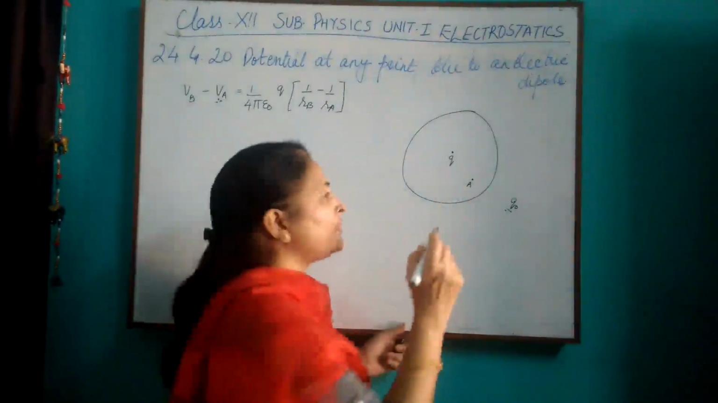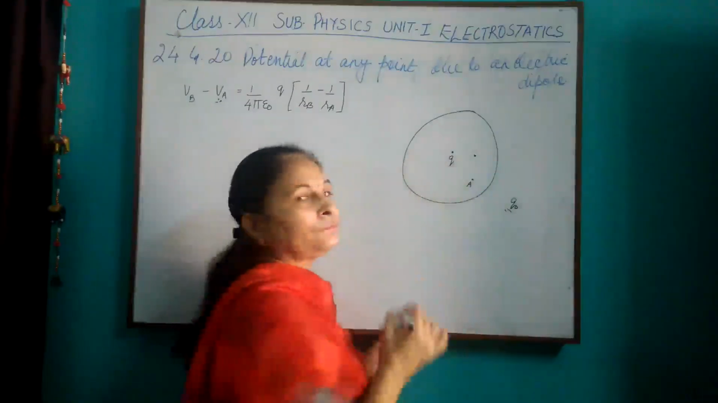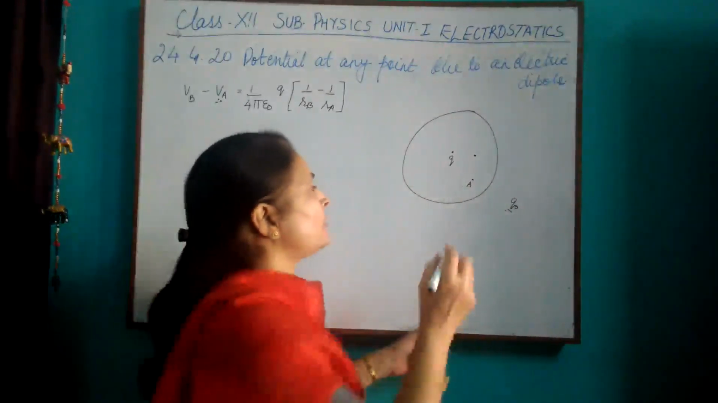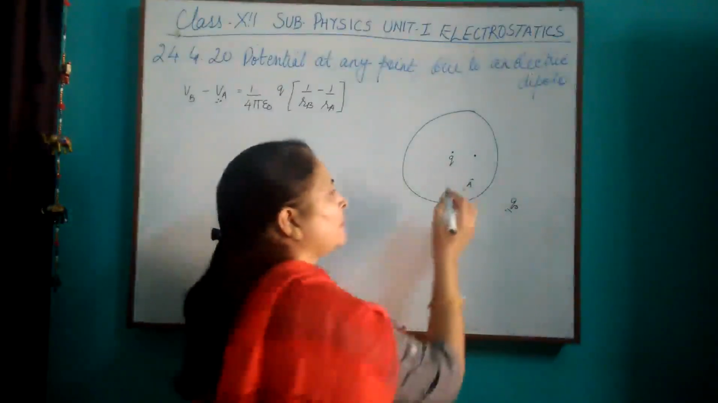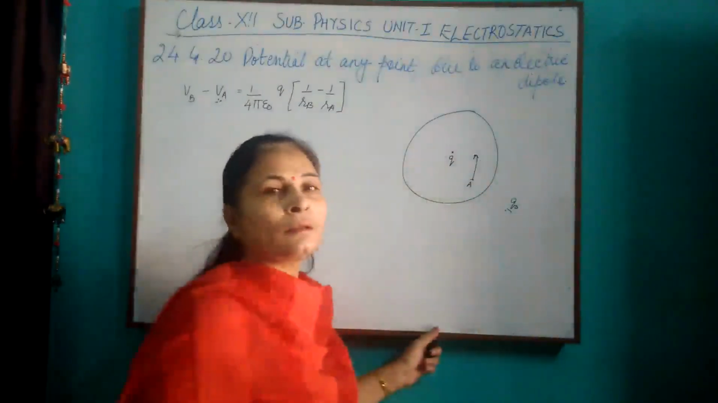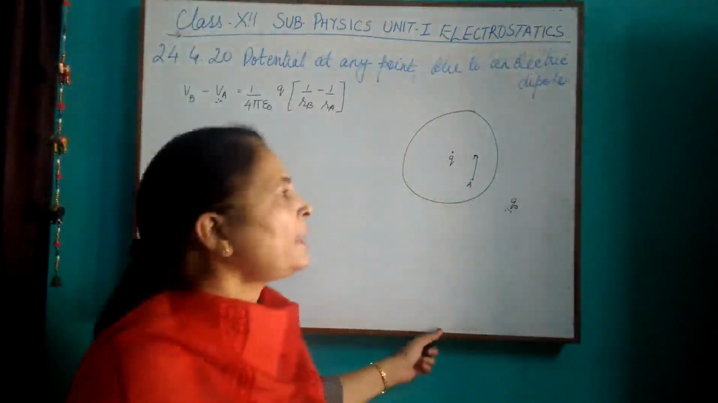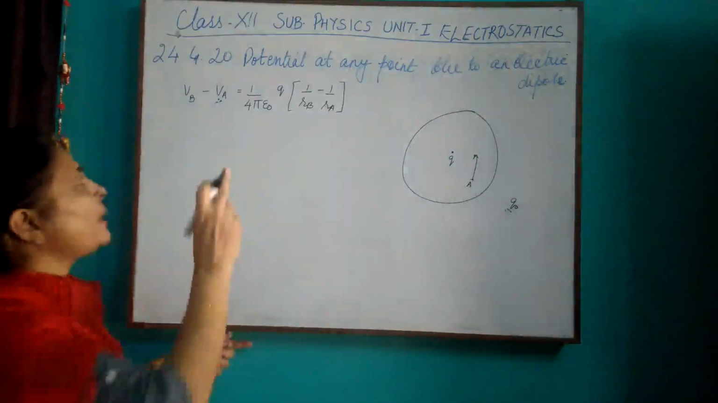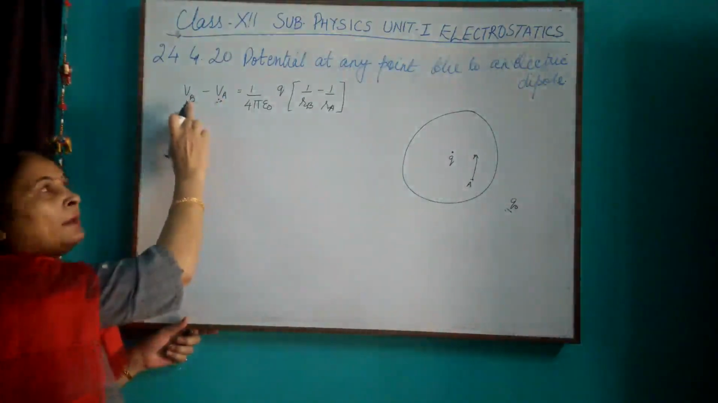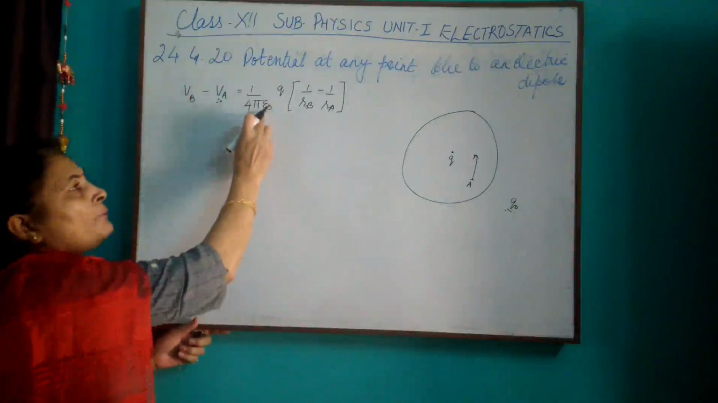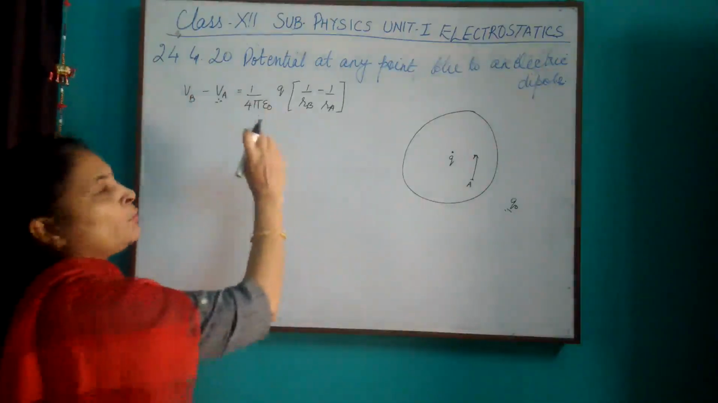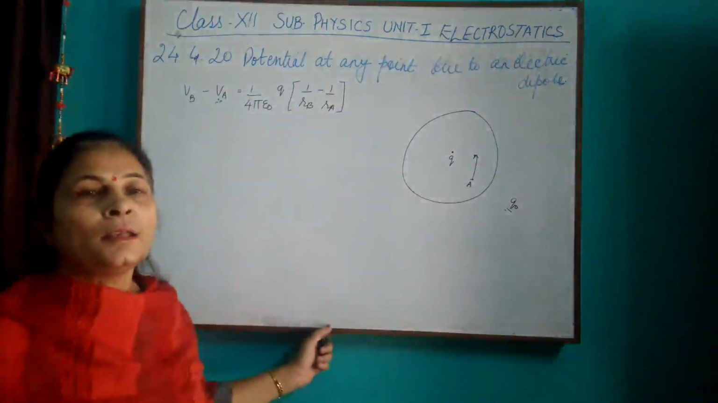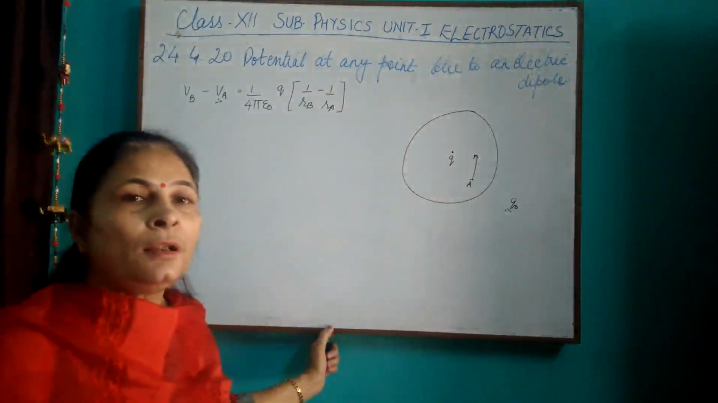And for potential difference, suppose there is another point, say B over here. Then electric potential difference is the work done in moving the charge from point A to point B. In this manner, we yesterday calculated the potential difference between the two points A and B. The value came out to be 1 by 4 pi epsilon naught Q times (1 upon RB minus 1 upon RA). This was the expression for potential difference.